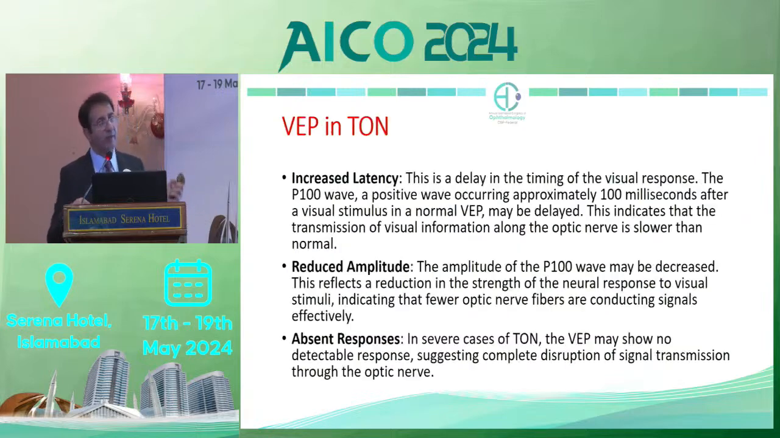So in traumatic optic neuropathy, visual evoked potential may show increased latency, which indicates that the transmission of visual information along the optic nerve is slower than normal. It is working, but it is slower than normal. A reduced amplitude indicates fewer optic nerve fibers conducting signals effectively. So increased latency as well as reduced amplitude, one may be there or both might be there. And absent response, if there is no response on VEP, that indicates that the visual prognosis is very poor.